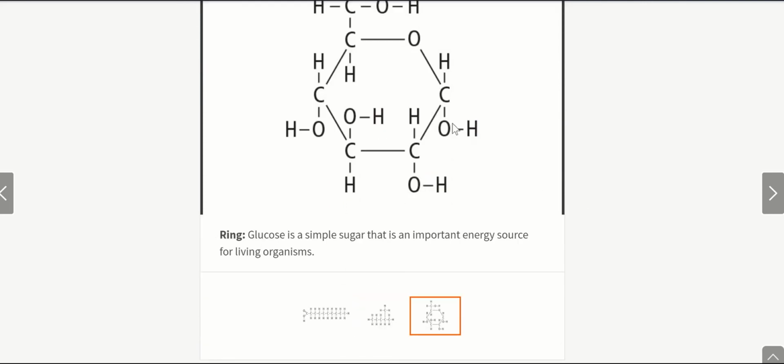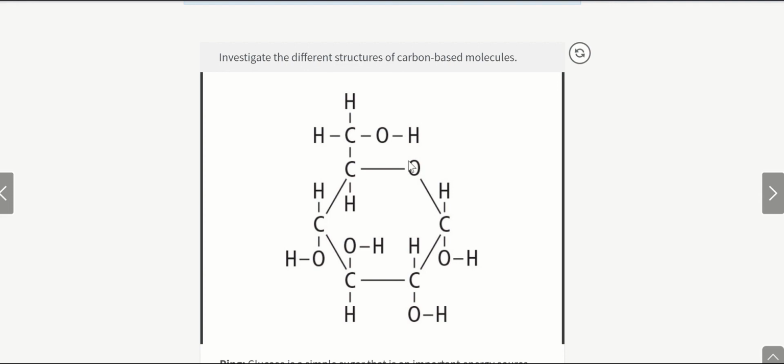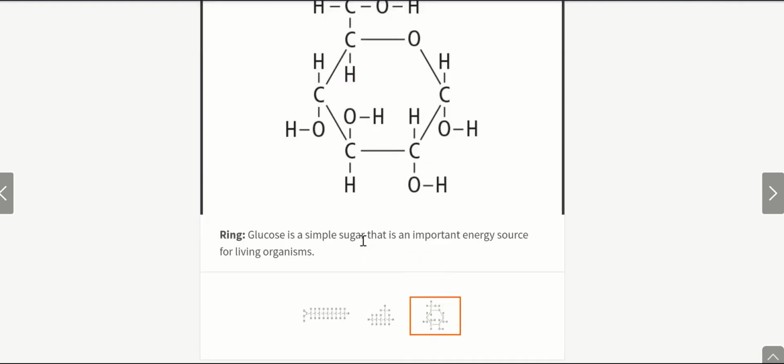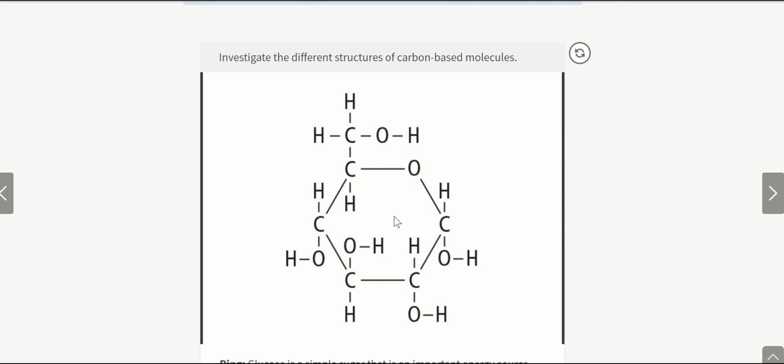And then the other one is we're going to have a ring. And this is what we're going to find in a lot of our sugars that we'll talk about in the future, is a ring molecule. And you'll see that down here below. So as you can see, in this molecule, you're going to have 1, 2, 3, 4, 5, 6 carbons. And we'll talk about this later, right? This is glucose.